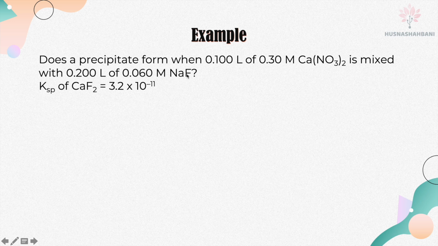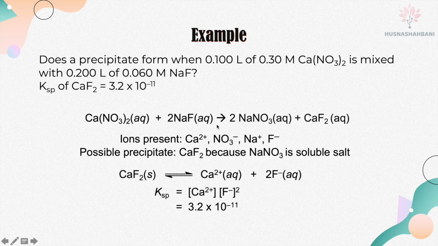You need to mix this NaF and Ca(NO3)2 together first to get CaF2 and NaNO3. Mixing these two gives sodium nitrate and calcium fluoride. Given the KSP for calcium fluoride, we focus on calcium fluoride. In this solution, the ions present are Ca2+, NO3-, Na+ and F-. The possible precipitate is only CaF2, because sodium nitrate is a soluble salt.